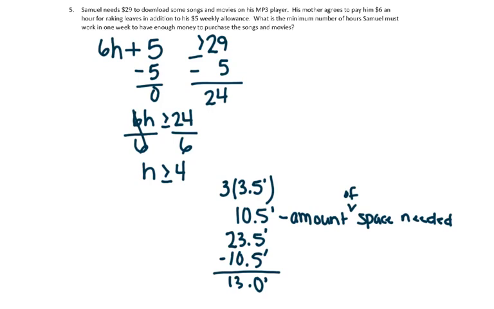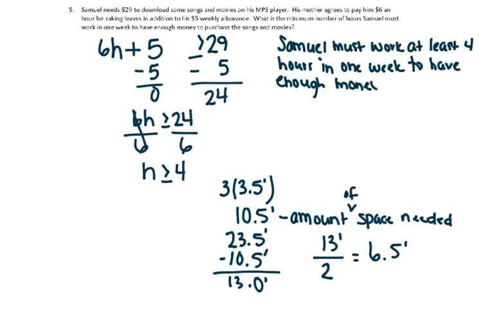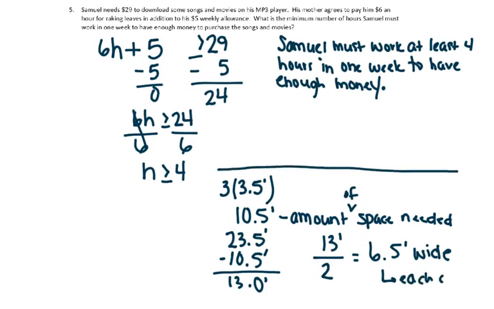So Samuel needs to work at least 4 hours in 1 week to make enough money to buy those movies and songs. So we're going to say Samuel must work at least 4 hours in 1 week to have enough money to buy those songs and movies. And now we're going to represent this in terms of a graph.